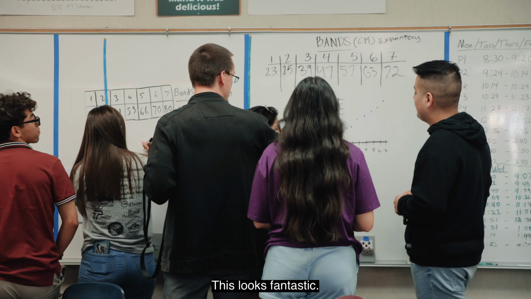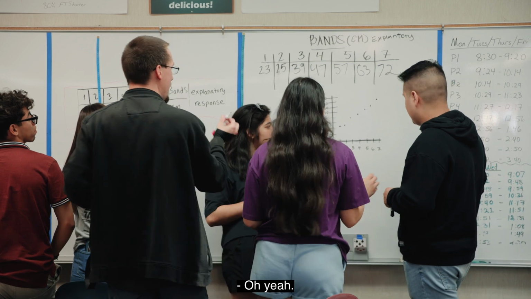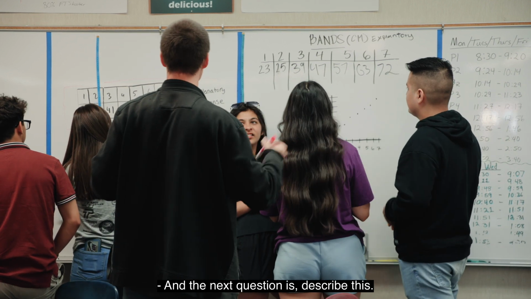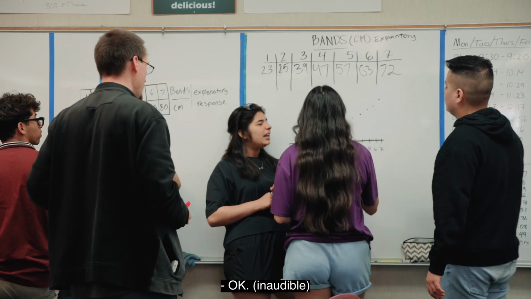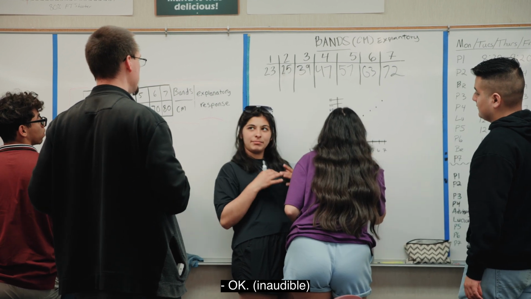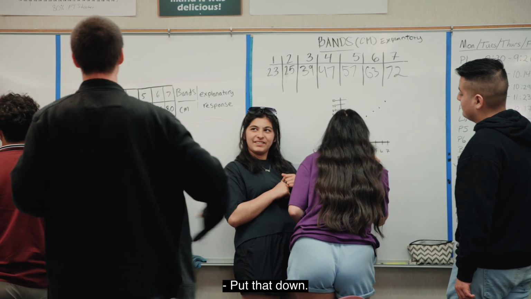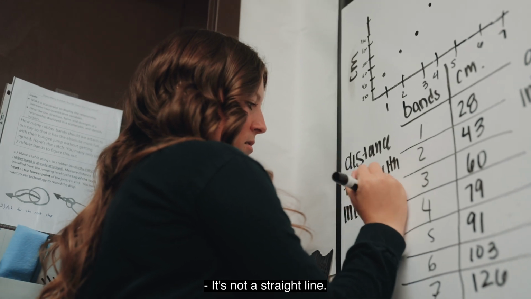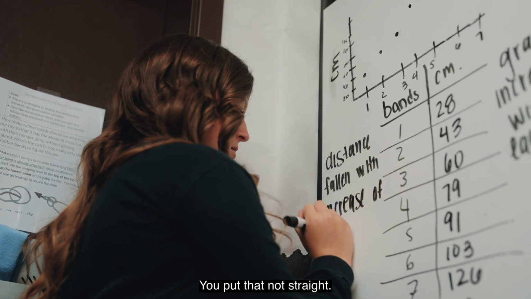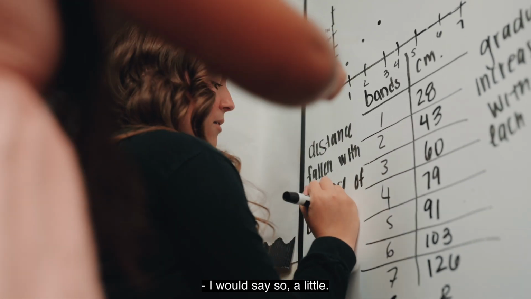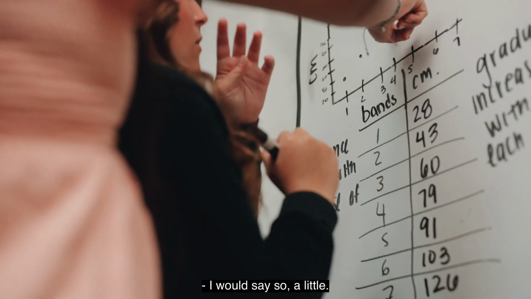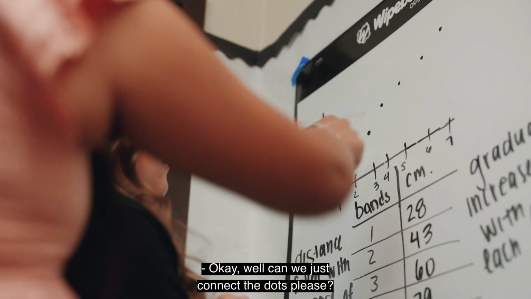This looks fantastic. Can we get some labels here as well? And the next question is, describe this. What does this look like? Put that down. That's looking good. It's not a straight line. You put that not straight. It kind of is. I would say so. A little. I would say so.